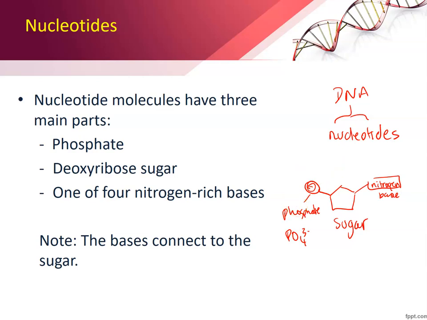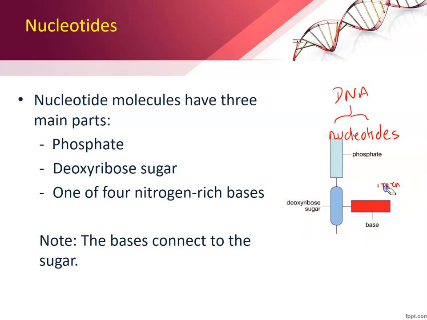So the base connects to the sugar, and then the phosphate connects to the sugar as well. So the sugar sits in the middle, and we make up these 4 different nucleotides. And this is the picture of it here, better than my scribbling. Okay, so again, we can see that we have the sugar, the phosphate, and the base. And the sugar is usually a 5-membered ring, so it looks like a pentagon.